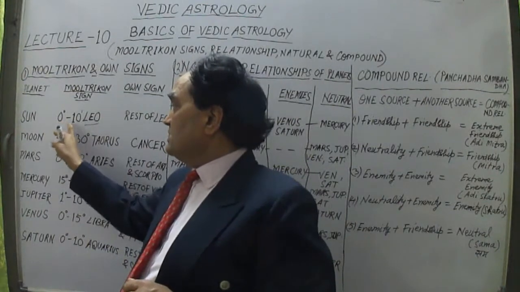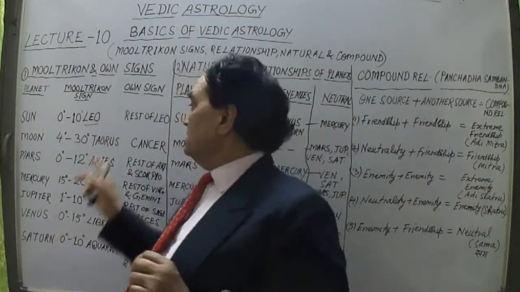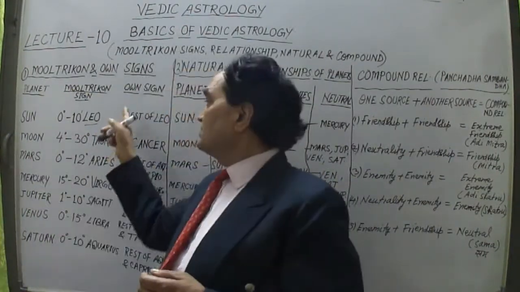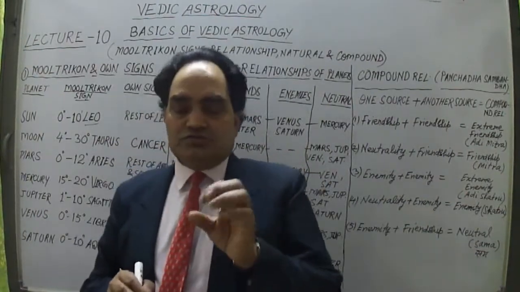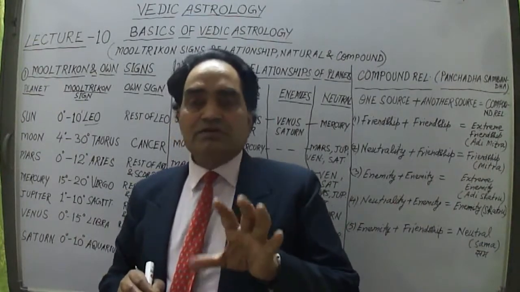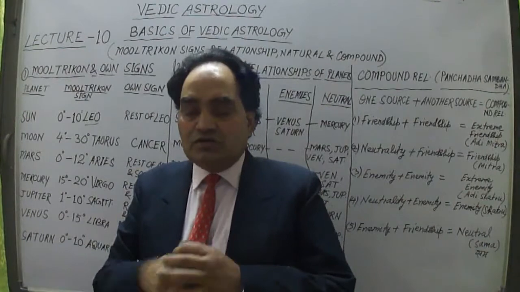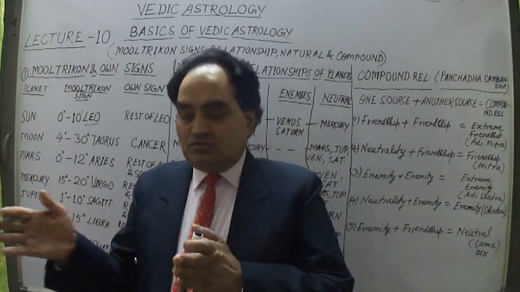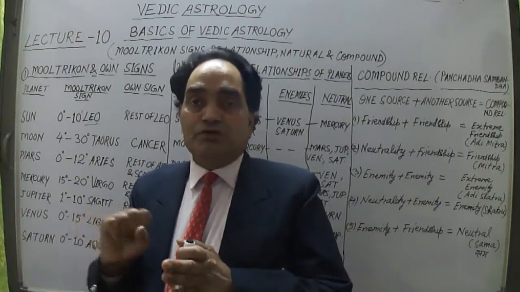If the Sun is lying between 0 degree to 10 degree in Leo sign, that is Mooltrikon, and the rest of the Leo sign is his own sign. So for the remaining degrees from 11 to 30 degrees, the Sun has ownership of this Leo sign. So that is his own sign. The difference between own sign and Mooltrikon sign is very important.